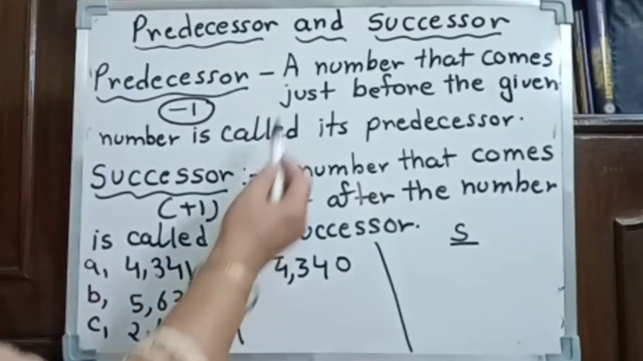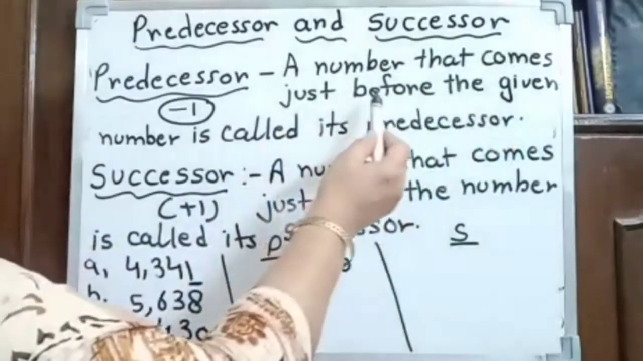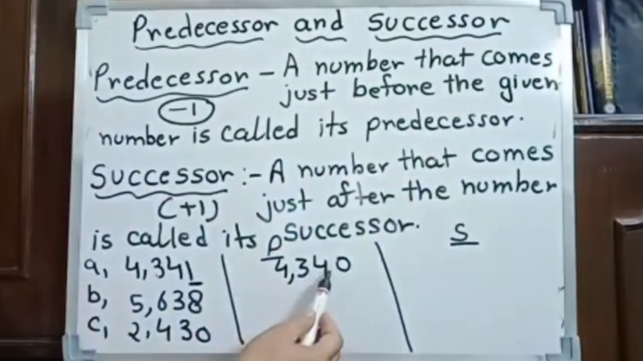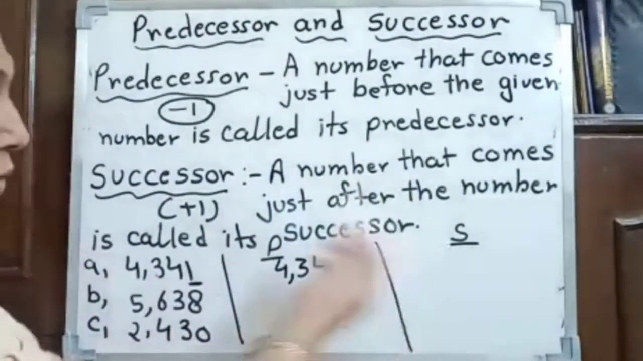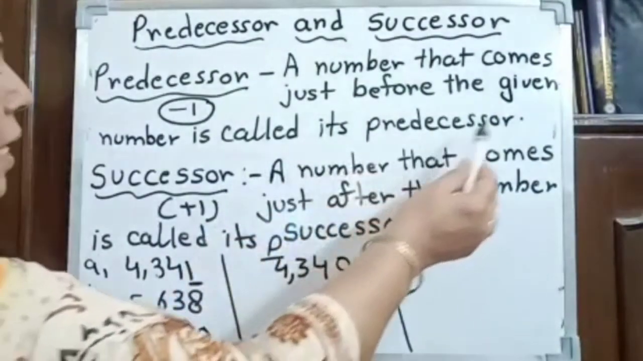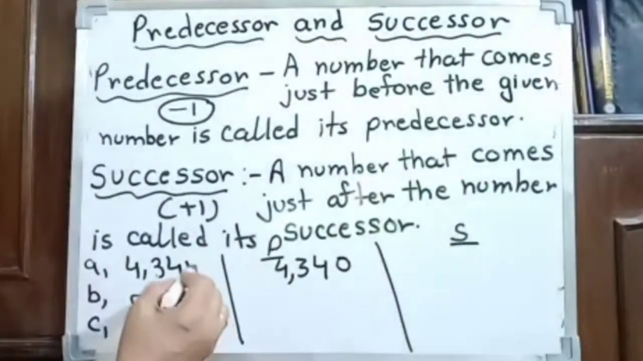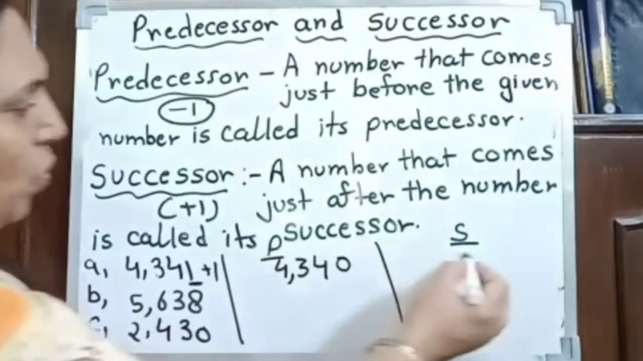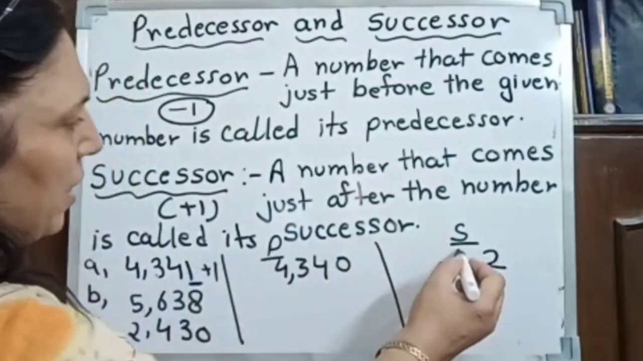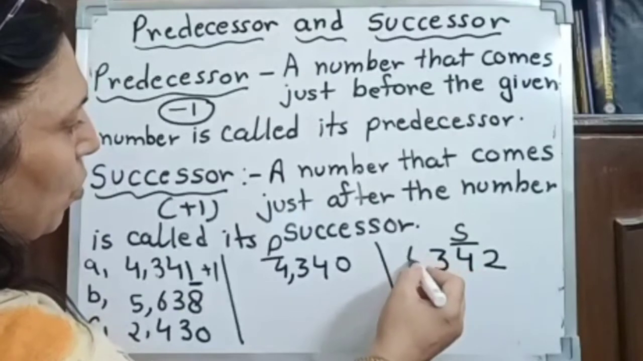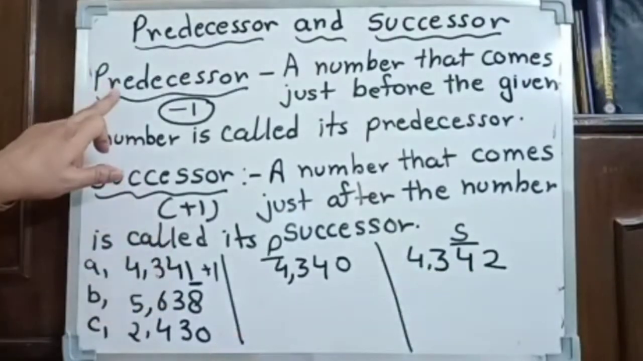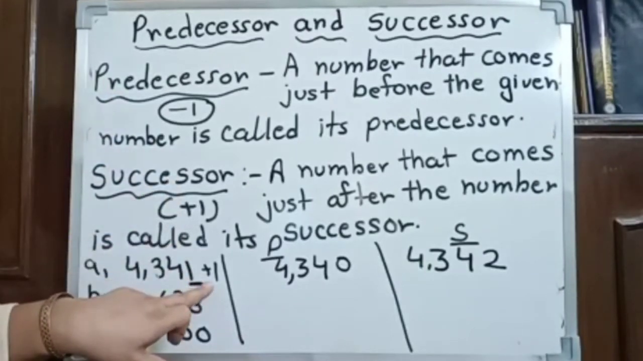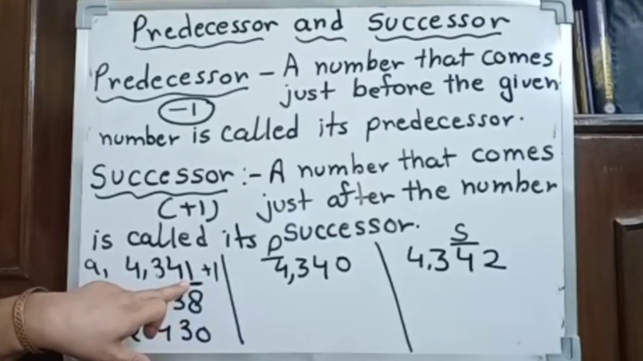4341 minus 1, a number that comes just before the given number is called its predecessor. 4340. Now, the successor of this number, a number that comes just after the number, means plus 1. Here we have plus 1. 1 plus 1, 2. Then the number remains the same. So only this procedure is here. Predecessor, minus 1 from the ones place. Successor, plus 1 here in the ones place.